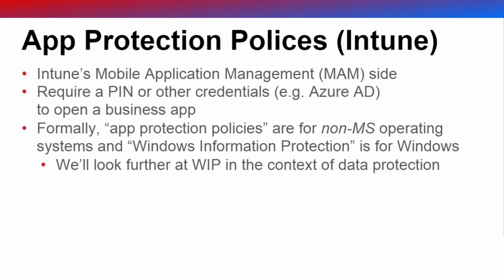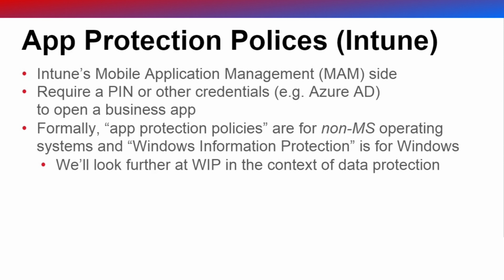So some of the things that we can do on the application management side is, for example, we could require specific credentials in order to open a business app. So for example, a personal identification number or other credentials to open a business app. In other words, if somebody wants to run this app, well, they're going to have to provide their PIN. Now, a little bit of terminology here, because this can be a bit confusing. App protection policies per se, as the lingo is used in the Microsoft world, are for iOS devices, Android devices, in other words, non-Microsoft operating systems.